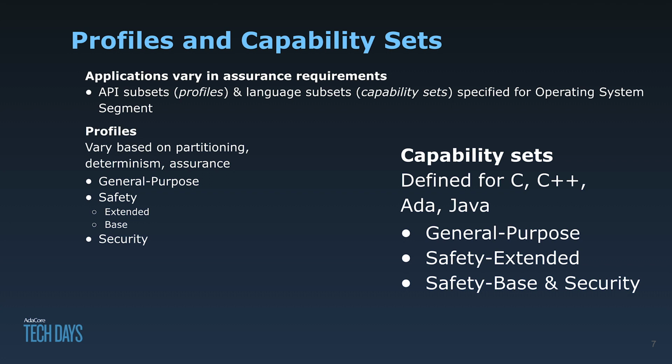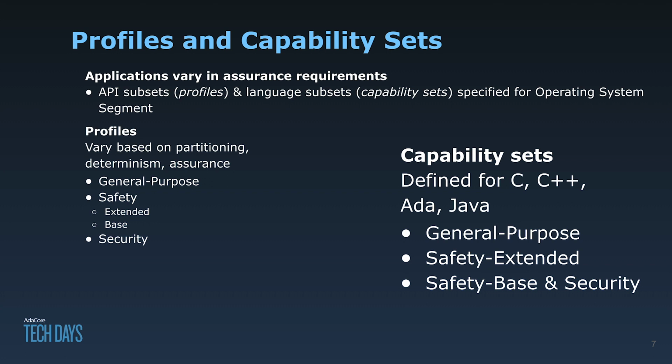That was a bit confusing, so now there's different jargon depending upon whether you're talking about the API or the language features. So the profiles vary based on the requirements for partitioning, for determinism, and also for assurance. There's actually three general levels, three general profiles: general purpose, safety, and security, where safety for various historic purposes is divided into base and extended.